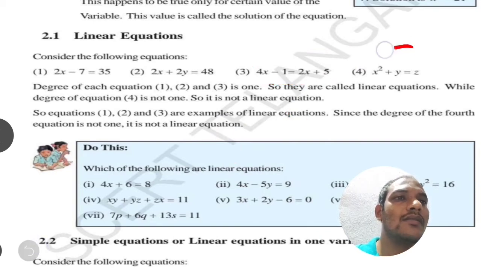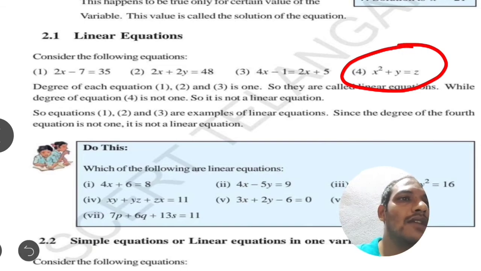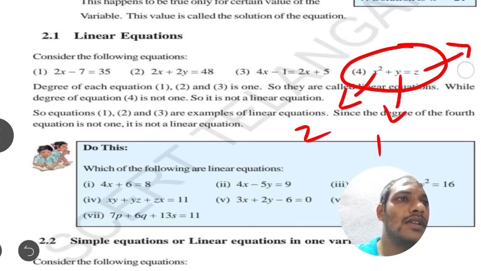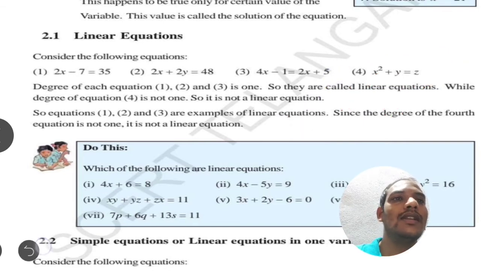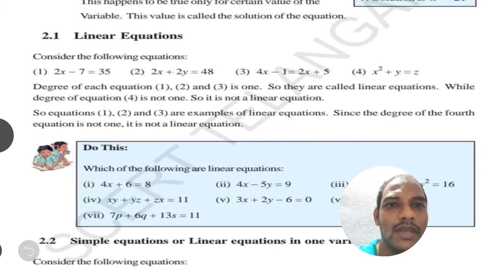Coming to the fourth example, x square plus y equals z. Here we have a total of three different variables. First term degree is 2, second term degree is 1. What about the third term degree? Yes, it is 1. So overall, the degree of the equation is 2. So it is not an example of a linear equation. It is a quadratic equation. We have to do this bit in the same page.